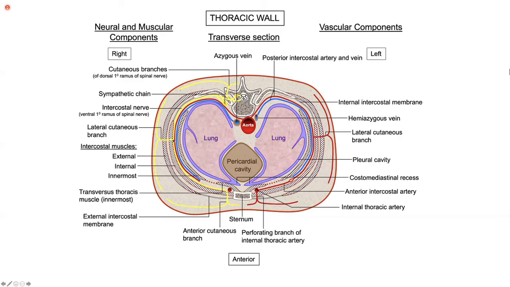Cutaneous branches are the branches coming from my internal intercostal nerve. These intercostal nerves give these cutaneous branches, and their job is not to supply muscle. Their job is to supply skin and the underlying structures. And then we have the cutaneous branches from the main nerve, and the cutaneous branches from the main artery. So this is how we have the vascularity.